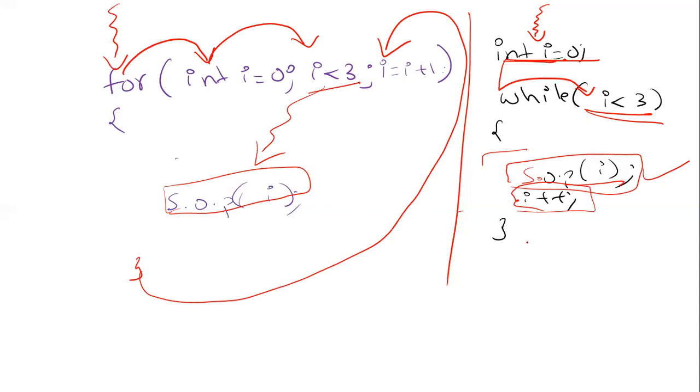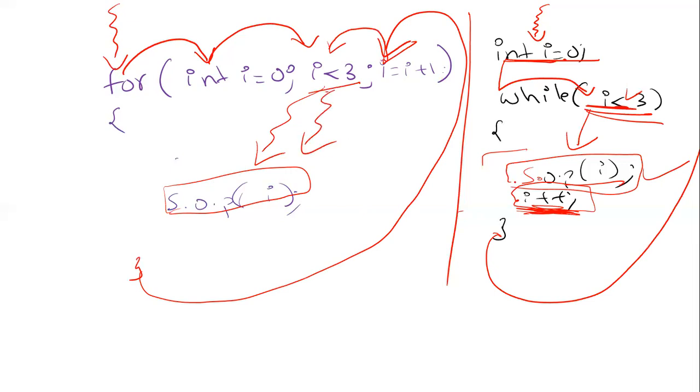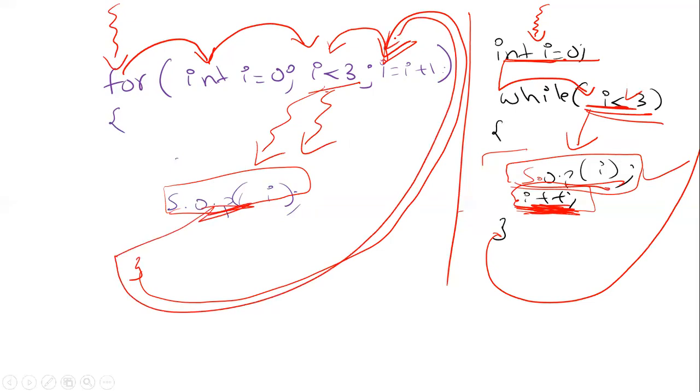As soon as you have done incrementation, the control will go to the condition. Agree? Same thing here. After incrementation happens, the control will come to the condition check. If the condition is true, again execute the body. After executing the body, increment I plus plus. So I hope you have understood how similar your for loop and while loop are.